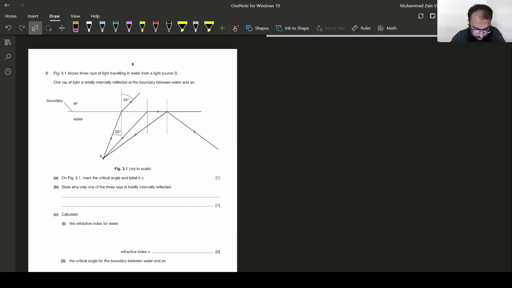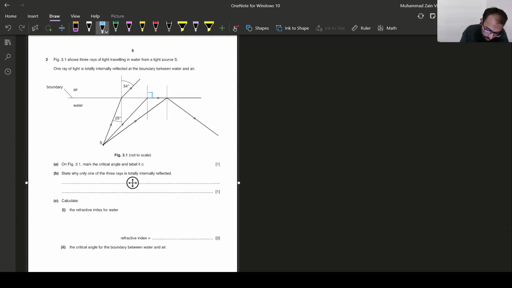First, I need to realize at which of these, they've drawn three rays. So which of these rays has an angle of incidence such that the angle of refraction is 90? That is only the case with this ray. So this would be my angle of incidence such that the angle of refraction is 90. So this I would label as C. This is the critical angle.